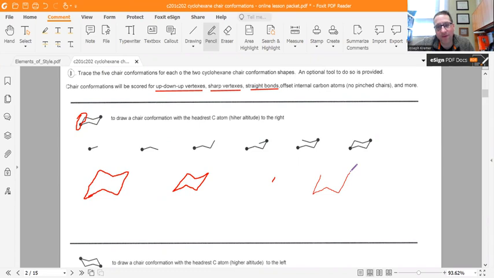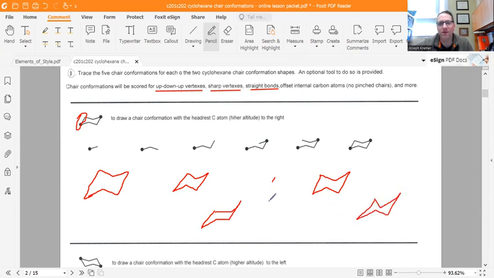See that bond I just drew? That bond and the bond across from it should have the same mathematical slope of a line if all goes well. Chairs are not pinched. Remember, this is not a good chair here. It's a level bond. Oh no. That's a level bond. Not good. This is a pinched chair here. Not good.